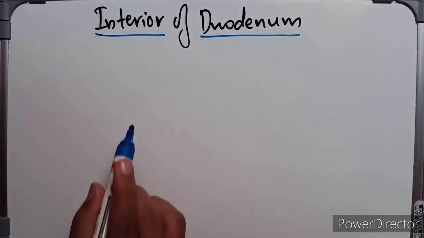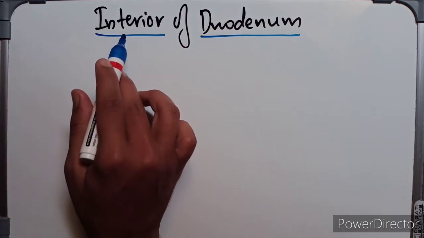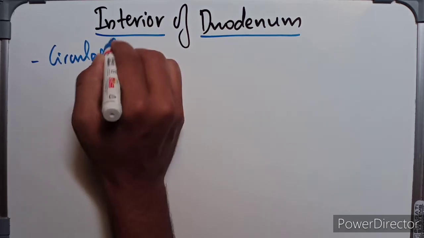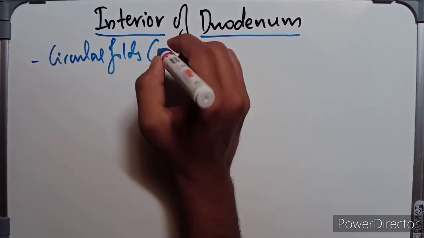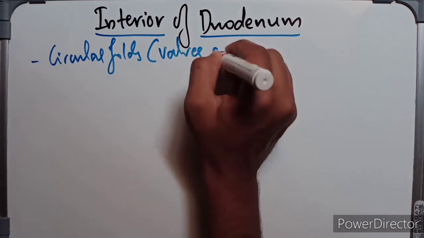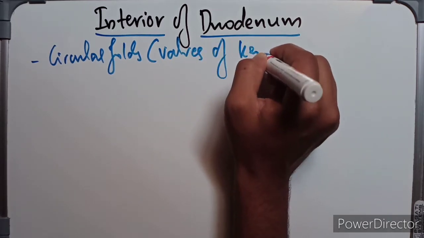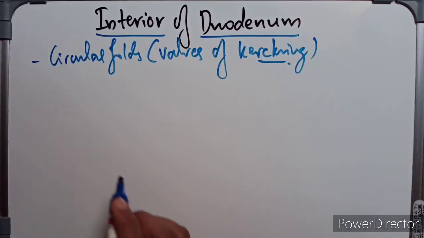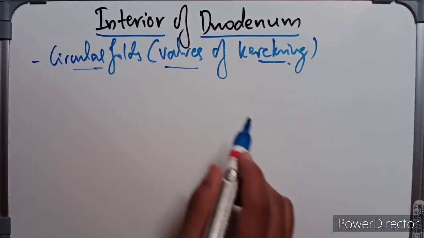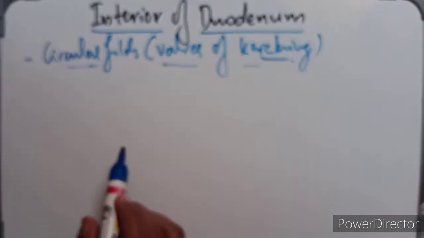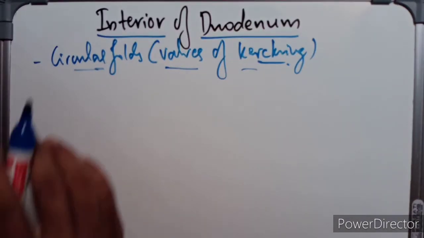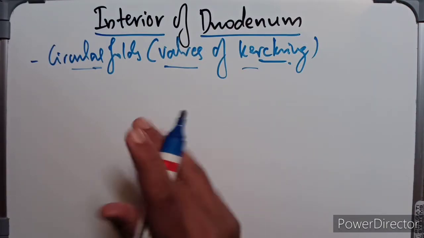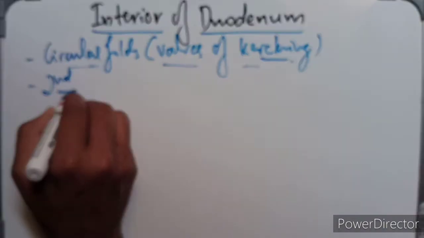Being part of the small intestine, the mucous membrane of the duodenum presents circular folds called the valves of Kerckring. They begin in the second part and then become large and closely set below the level of the major duodenal papilla. So they begin at the second part of the duodenum.